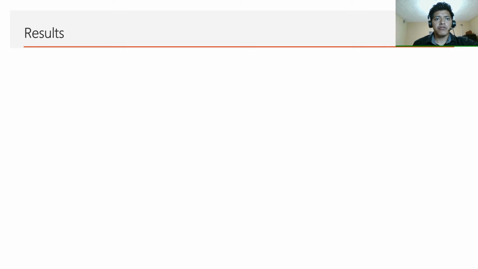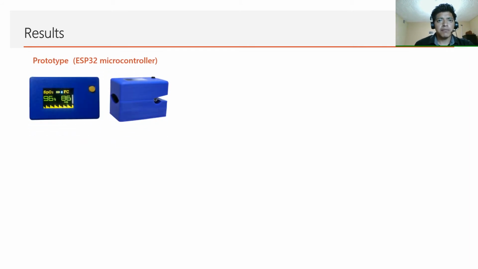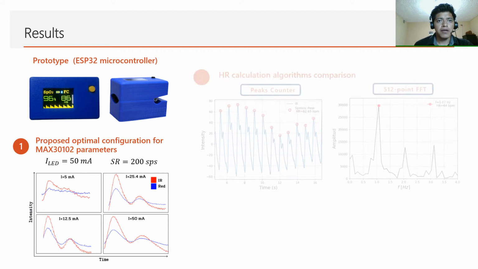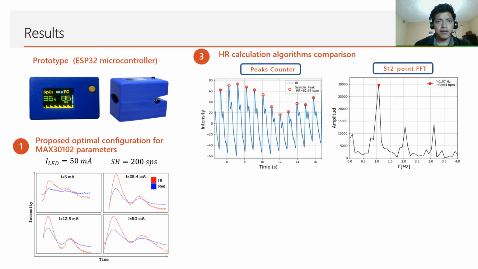The results were the following. The prototype was implemented using the ESP32 microcontroller, as you can see in the picture. We found that the optimal configuration for the sensor is to set the LED current to 50 milliamperes and the sample rate to 200 samples per second. The FFT proved to be more accurate than peak counter algorithms in the presence of noisy signals. However, there are some limitations to implement it in a microcontroller due to the lack of RAM memory.